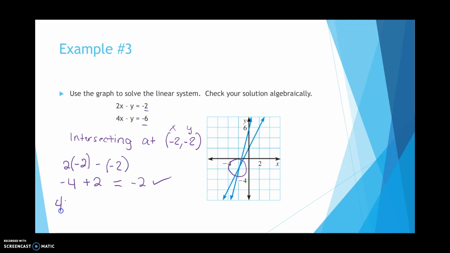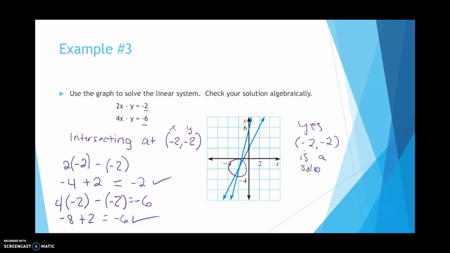Next one, 4 times x, 4 times -2, minus my y, minus -2. Does that give me -6? Well, we have -8 plus 2. Does that equal -6? It does. So we would say, yes, (-2, -2) is a solution, and that would be my answer. That is it for the section, and we'll continue with examples with the bookwork in class.